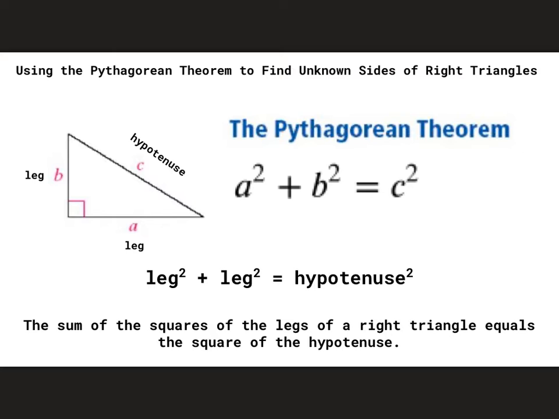Another way to say that is the sum of the squares of the legs of a right triangle equals the square of the hypotenuse. That's pretty wordy. We generally leave it as a squared plus b squared equals c squared.